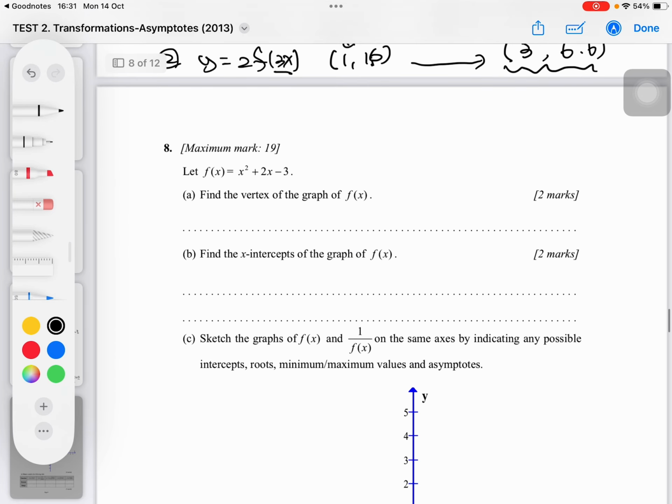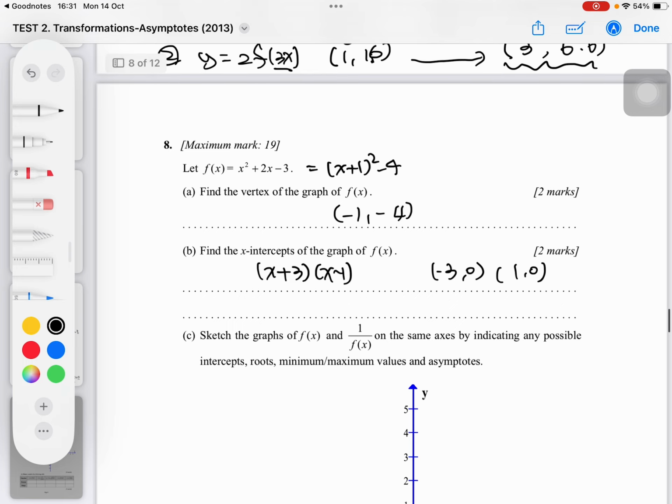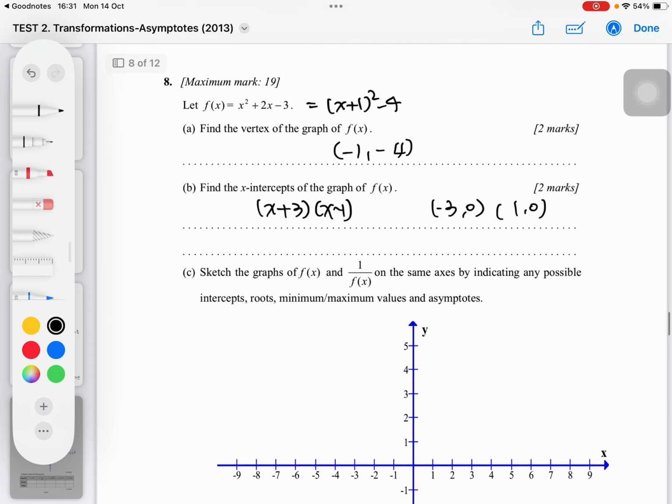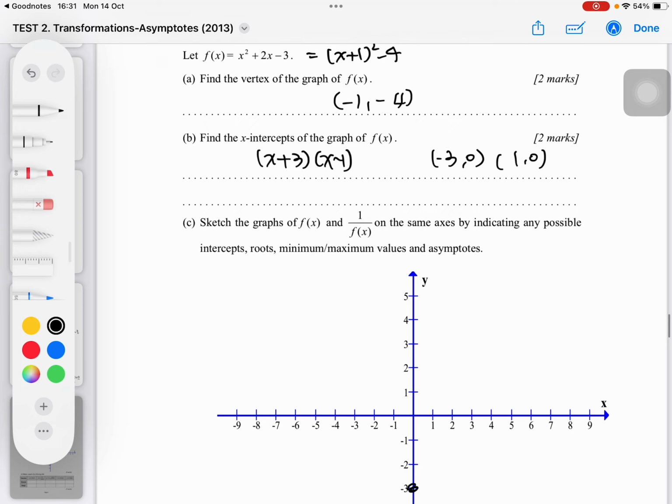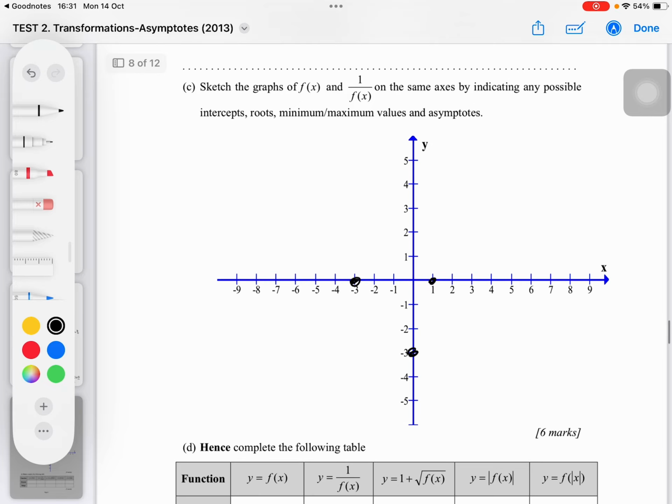And number 8, vertex form is x plus 1 squared minus 4, so the vertex is negative 1, negative 4. X-intercepts, x plus 3 and x minus 1. So negative 3, 0, and 1, 0. So we draw this graph on the same axes here. So now we have y-intercept negative 3, x-intercepts negative 3 and 1, and vertex negative 1, negative 4. So this is the f of x.